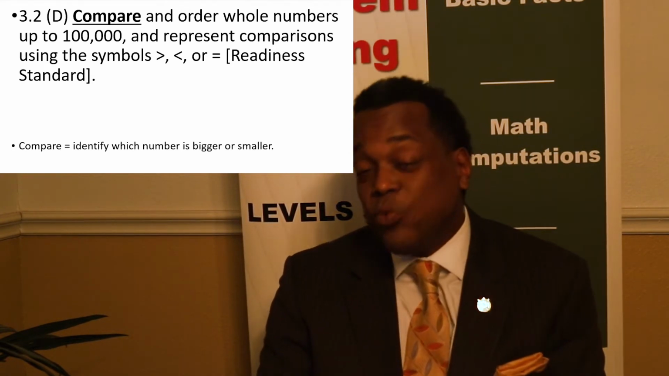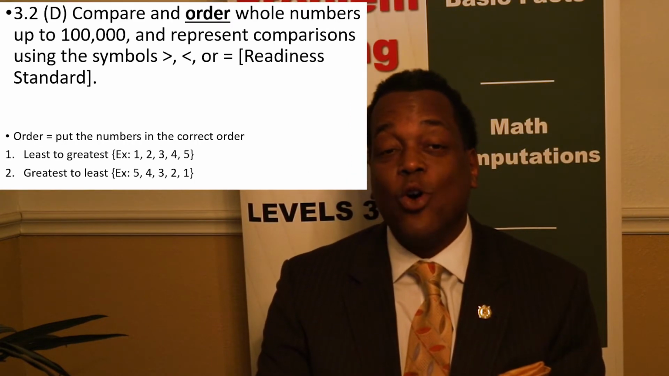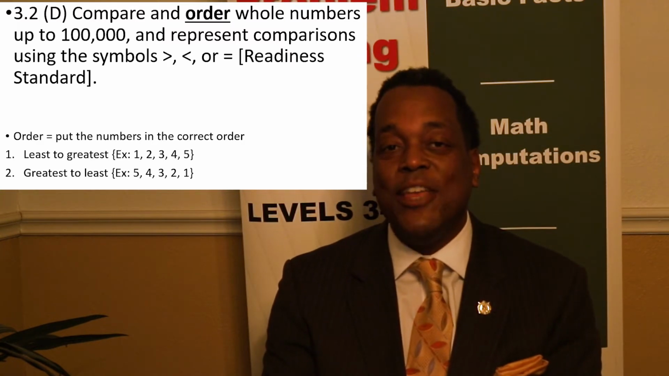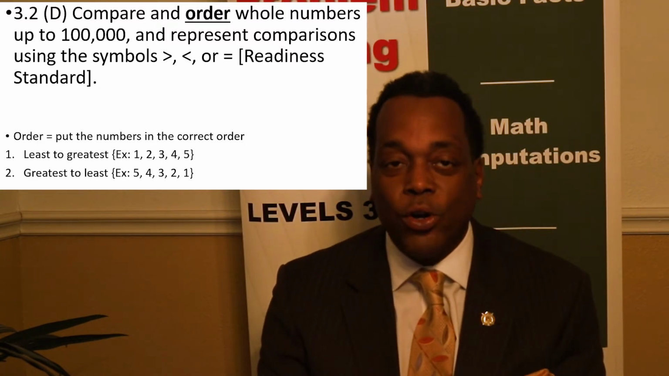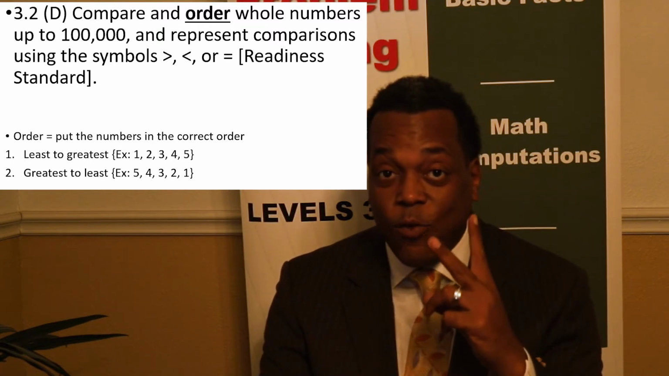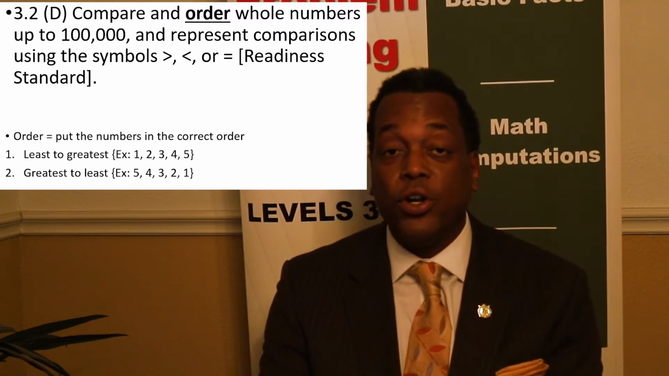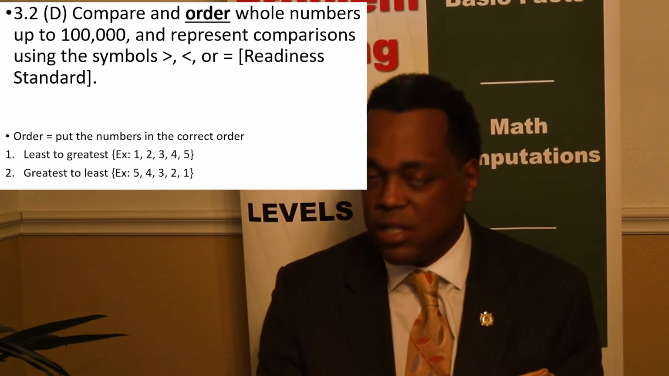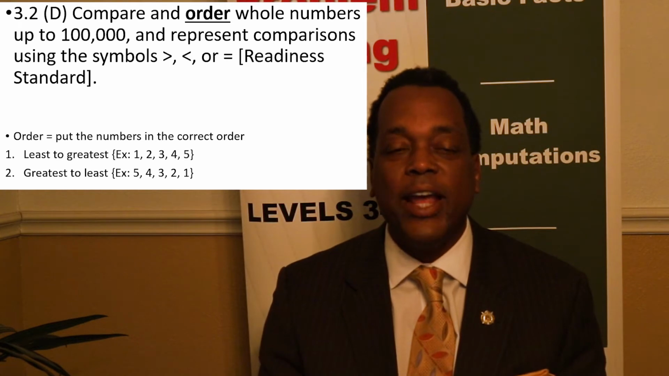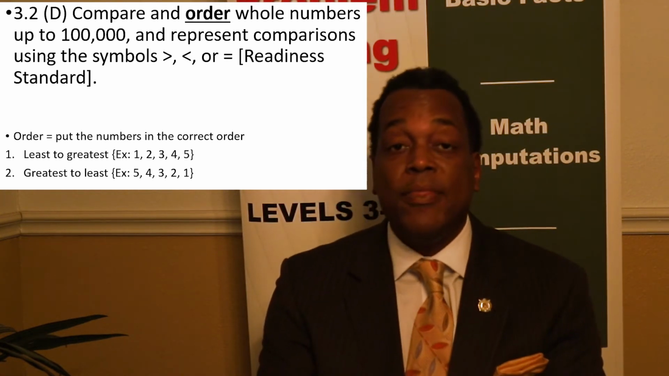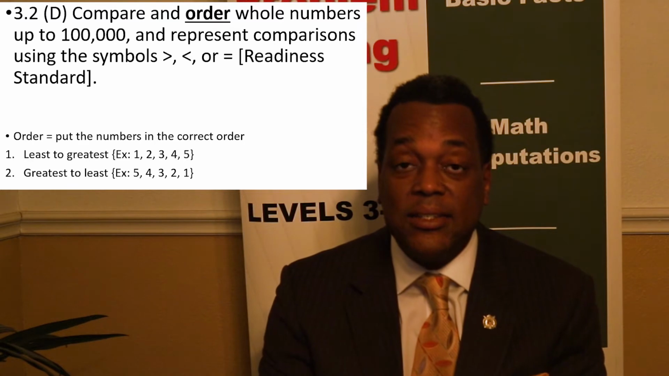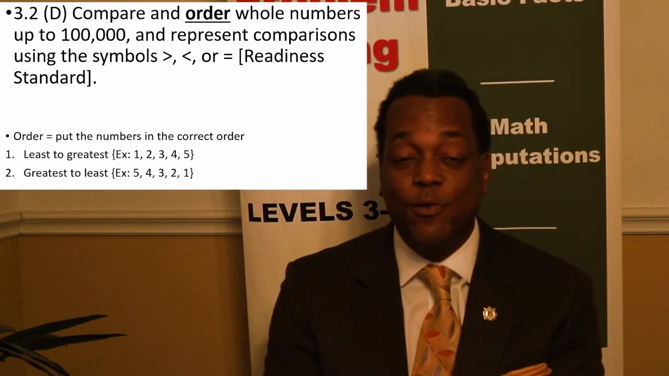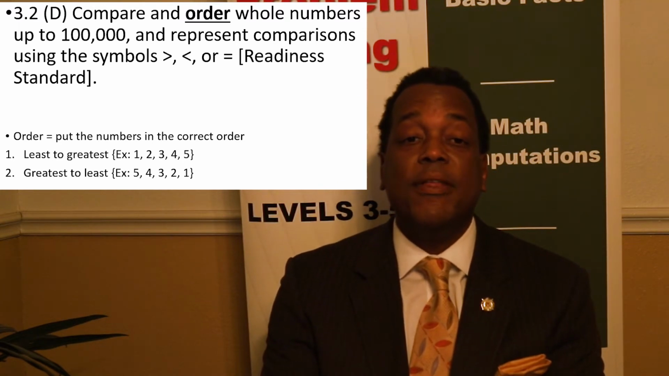and order. The next word I'd like for you to pay attention to is order, because when you see the word order, you're trying to put the numbers in the proper order. But order is going to be one of two types of ways. The first type of order is least to greatest, and I'm using the example of just basic numbers: 1, 2, 3, 4, and 5. The second way that you can order numbers is from greatest to least. I'm having the greatest number first, which is 5, then 4, 3, 2, then 1.